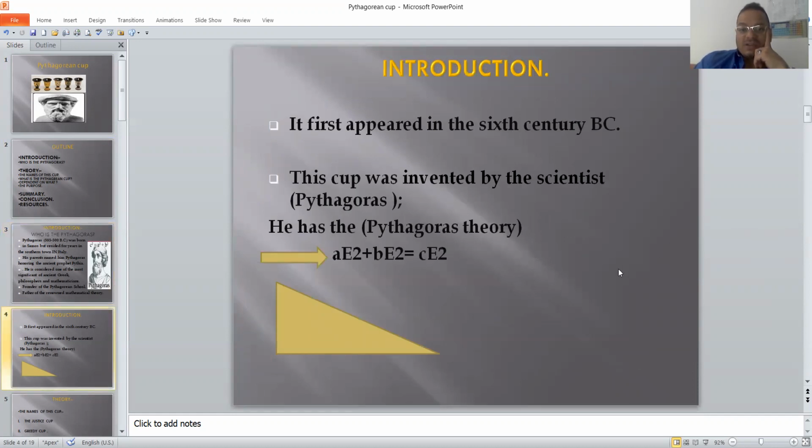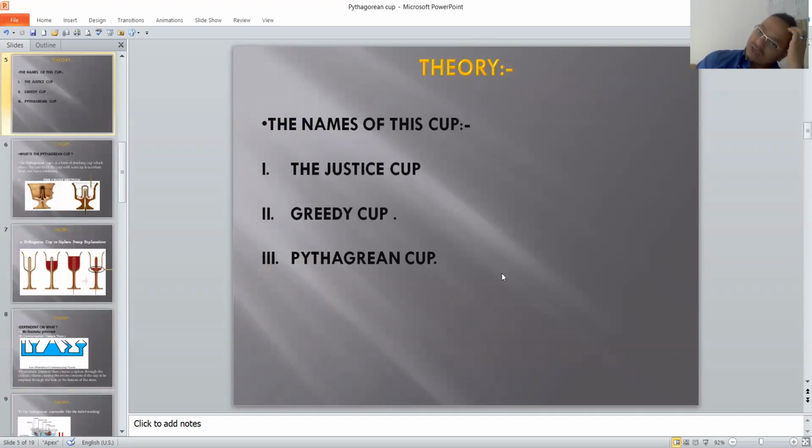Yes, it first appeared in the 6th century BC. This cup was invented by the scientist Pythagoras, and he has the Pythagorean theorem, like I said before: a square plus b square equals c square. Now let's talk about the other important information. The introduction was something like a presentation, presenting the old information about his life.